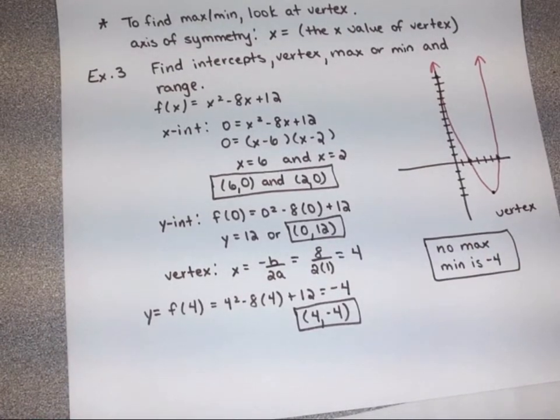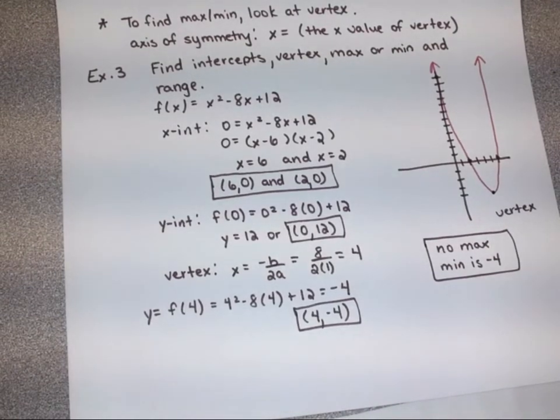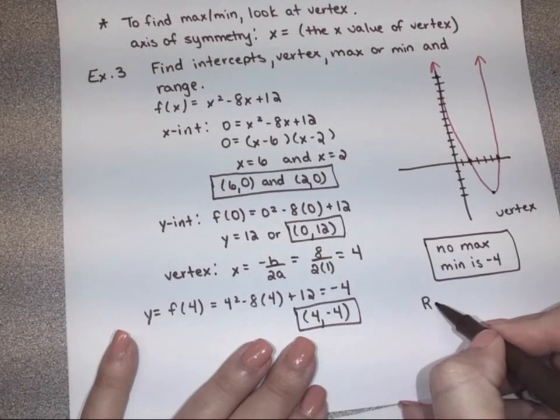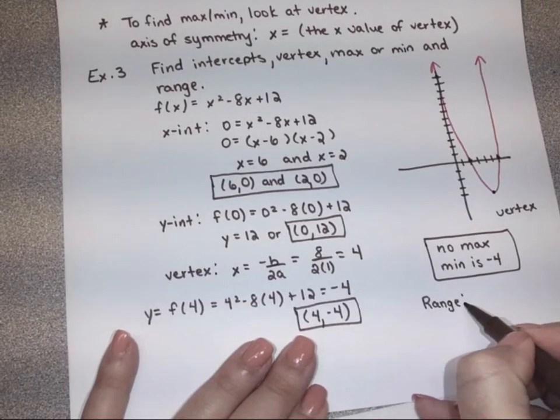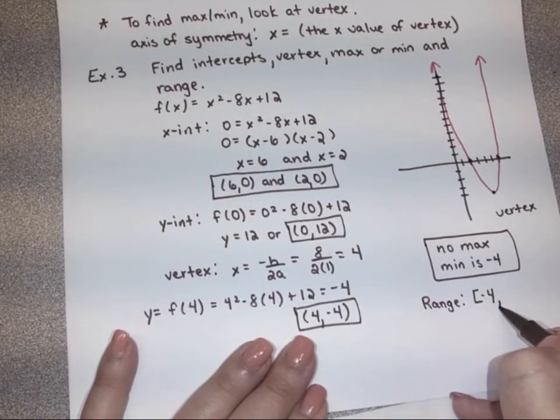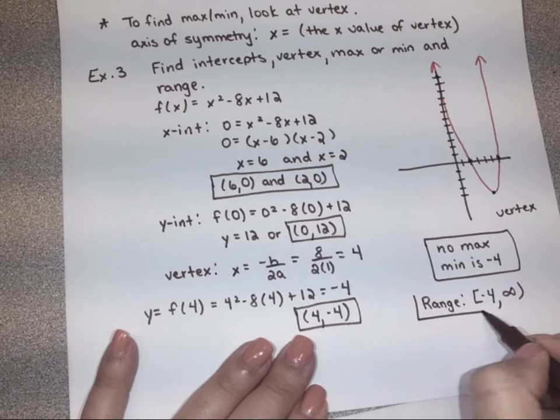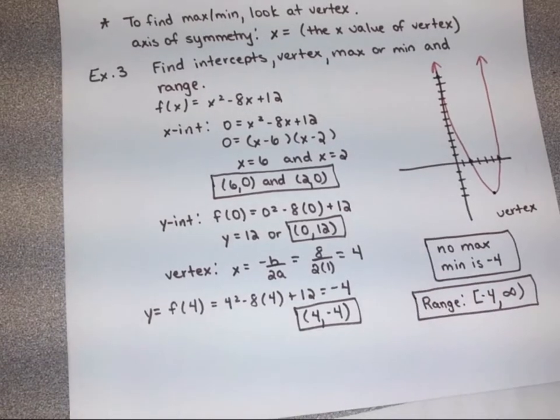And then the last new thing I asked for was what is the range? But I think if we look at the picture, we should be able to get that, right? Remember, range is the y values, right? So it's bottom to top. Okay, so what's the lowest y value we have? Negative 4. And then how high up do we go after that? Forever, right? To infinity. So it's negative 4, including 4, and then infinity.